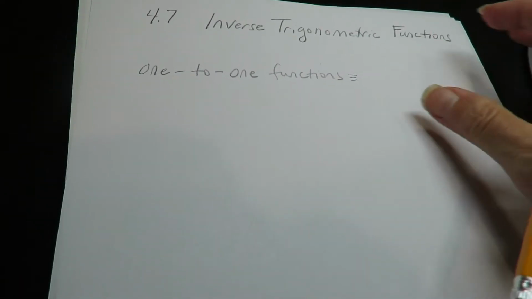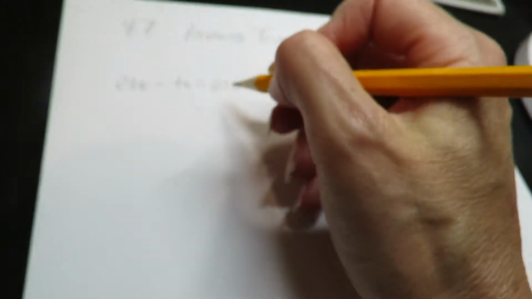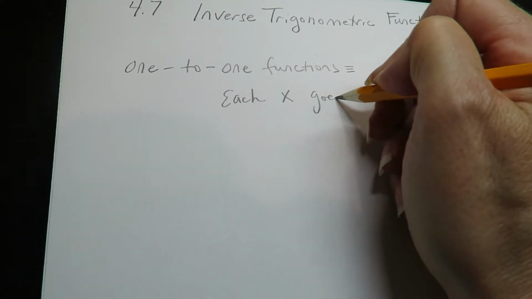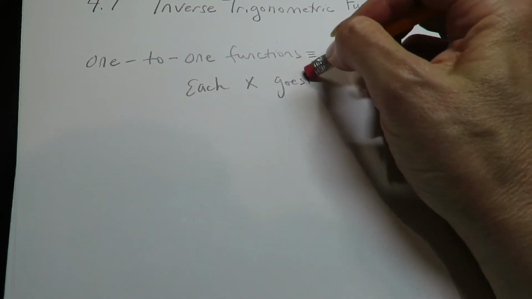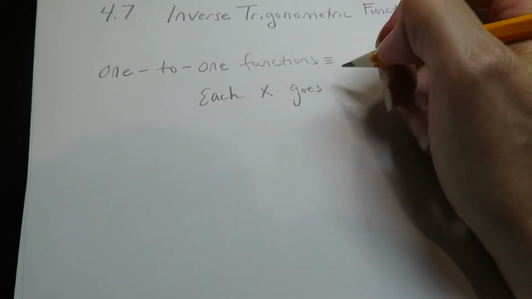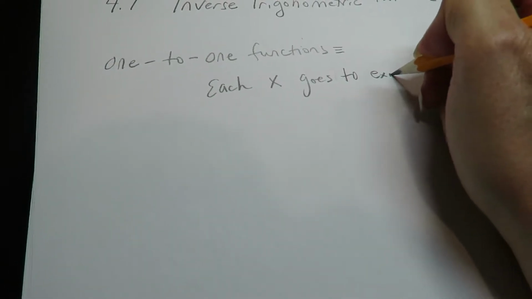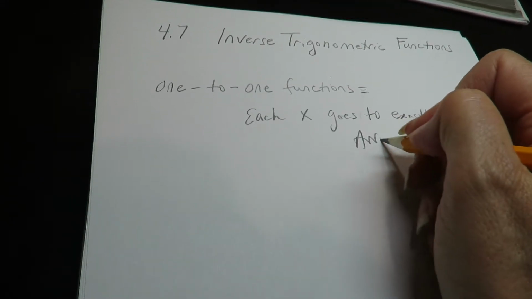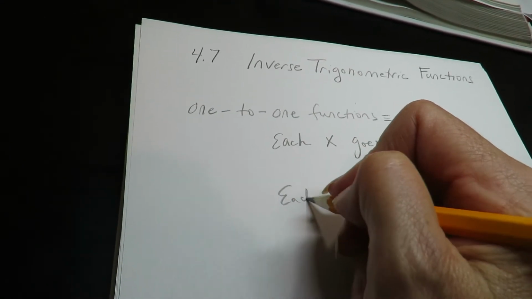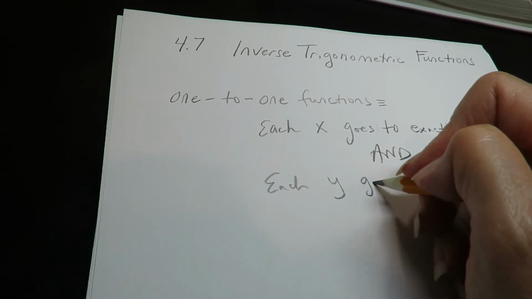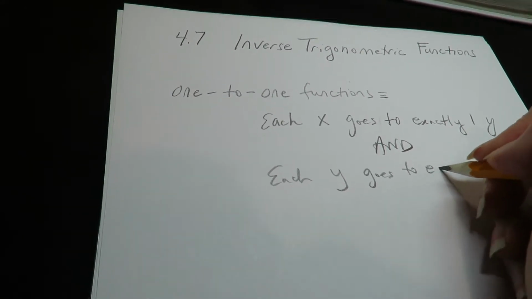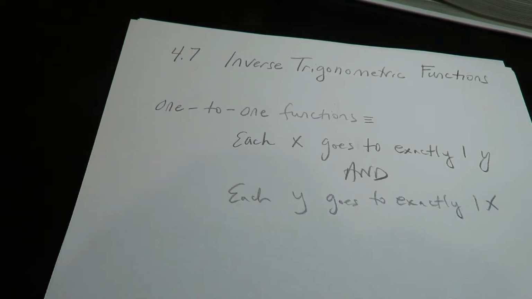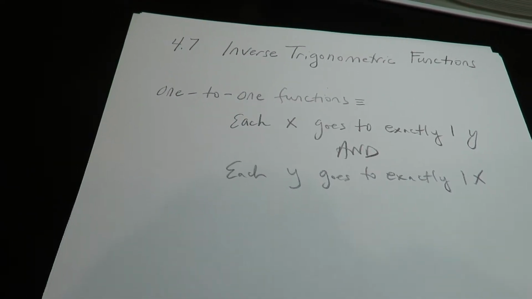And if you remember, this had two rules. It had the previous rule, which was each x goes to exactly 1 y, and each y goes to exactly 1 x, right? That's what the definition of a one-to-one function is.